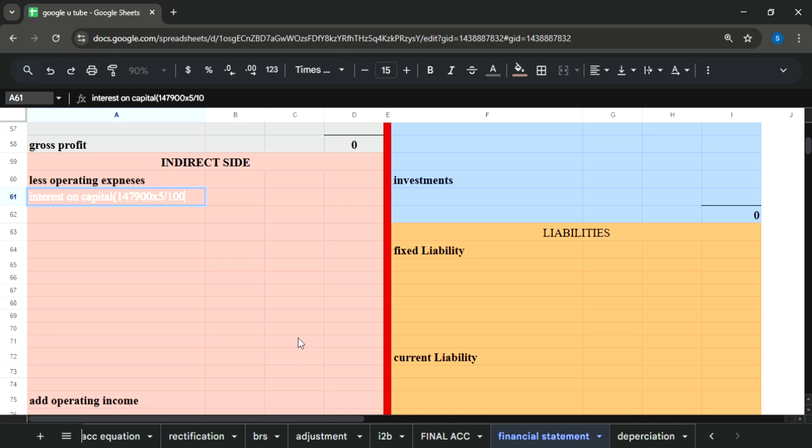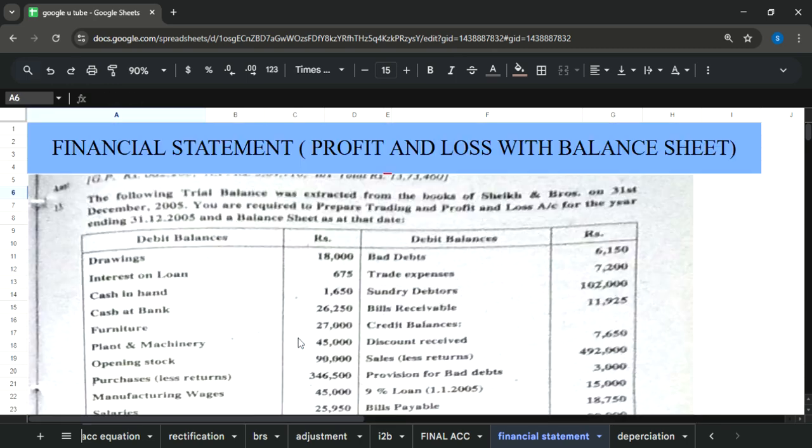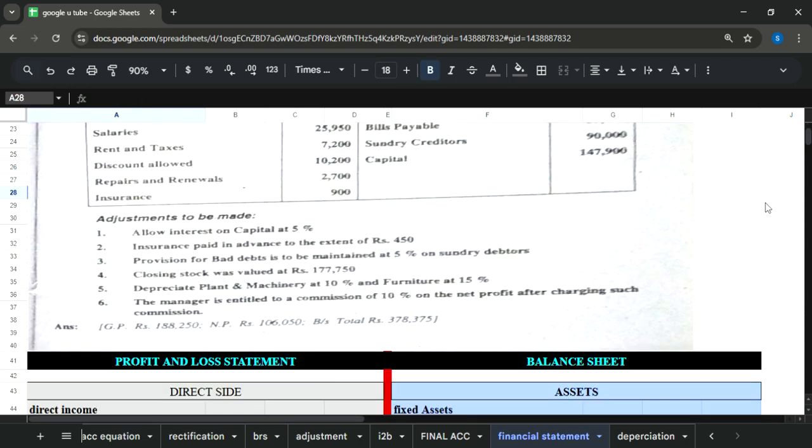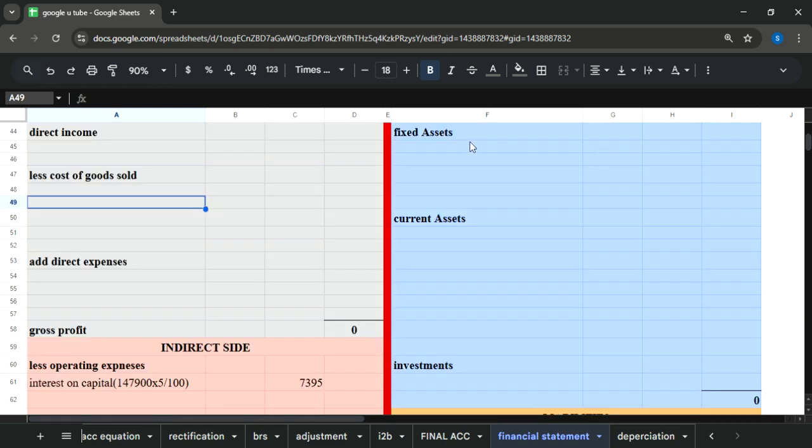What we have done is interest on capital. Once again I'm telling you, you have taken capital 147,900 and then you will multiply it by 5 and divide by 100. Interest on capital is calculated. Once again we go to our trial balance. 147,900 was capital. Here you can see 147,900 and 5% you have calculated. Alright guys, the first effect has been completed.